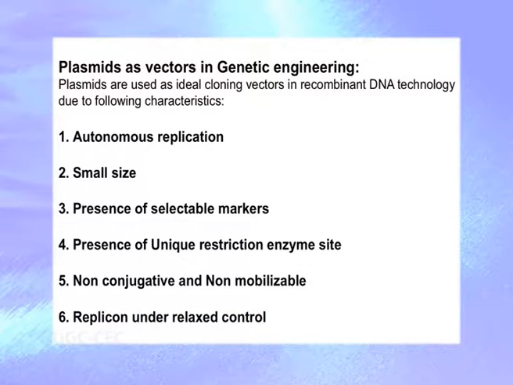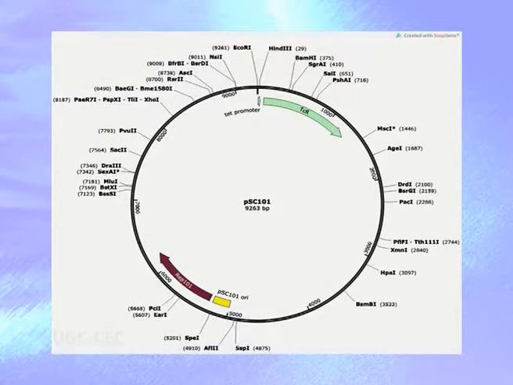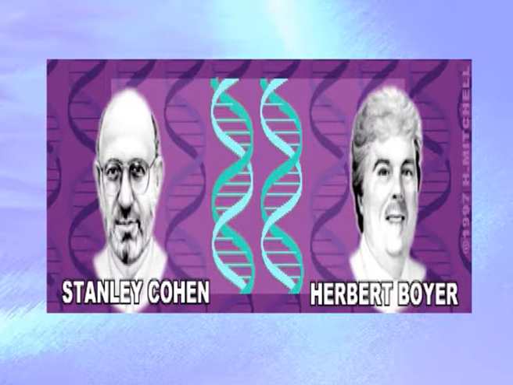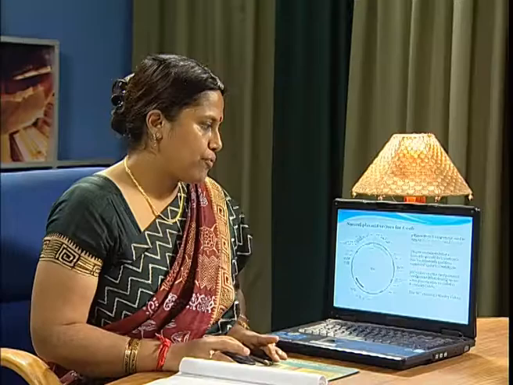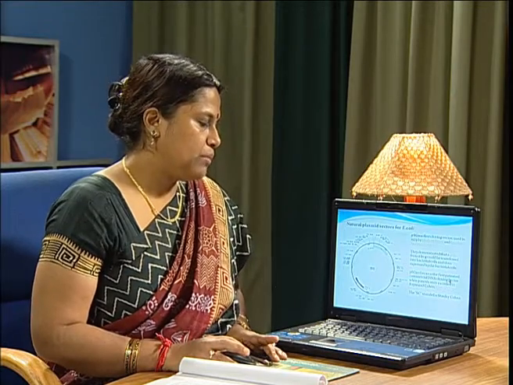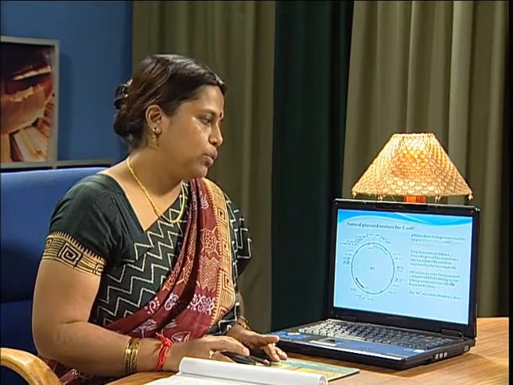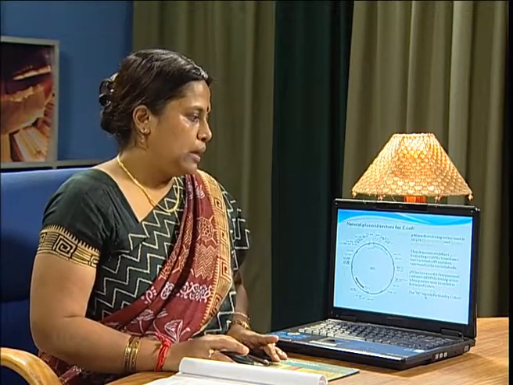So we will be talking about a few naturally occurring plasmids. pSC101 was the first naturally occurring plasmid used to clone a frog gene inside a bacterium. It was developed by Herbert Boyer and Stanley Cohen in the year 1973, and it became the first patented commercial DNA cloning vector. SC stands for Stanley Cohen.